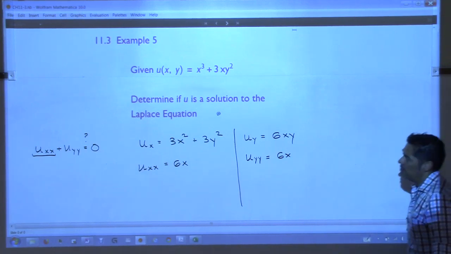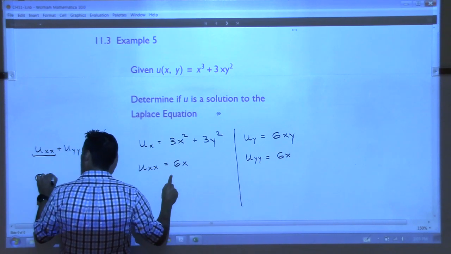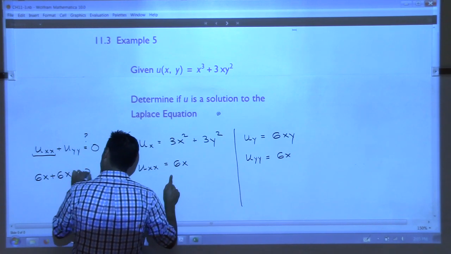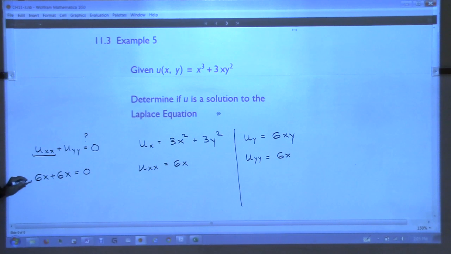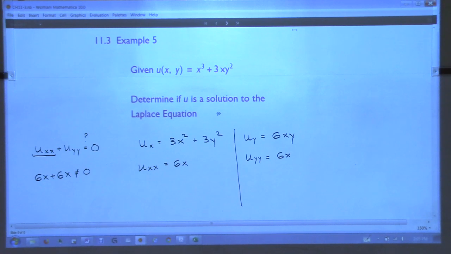So now, is it a solution or not? Is 6x plus 6x equal to 0? The answer is no, unless x is 0. But if x is 0, then the function we're looking at is kind of trivial, isn't it? It's just the 0 function. So in general, this is not true, so this is not a solution to the Laplace equation.